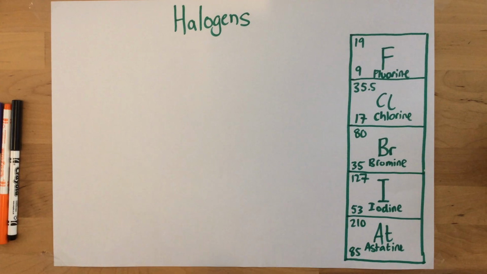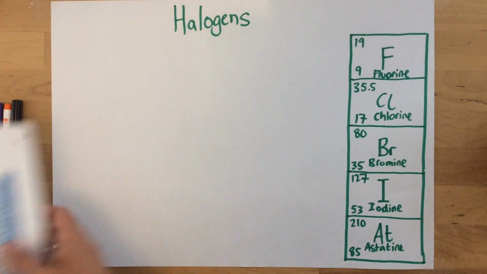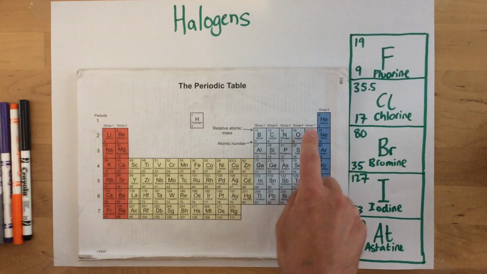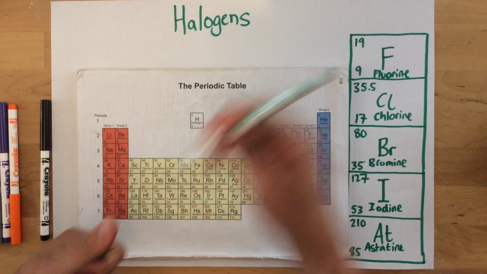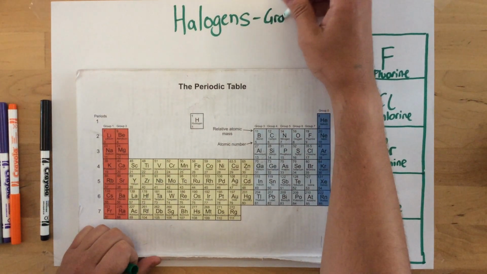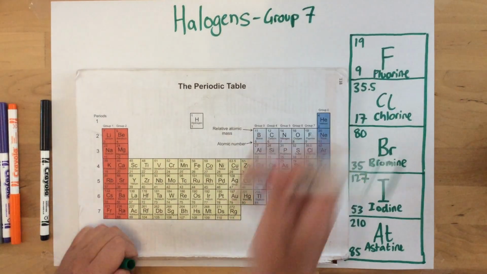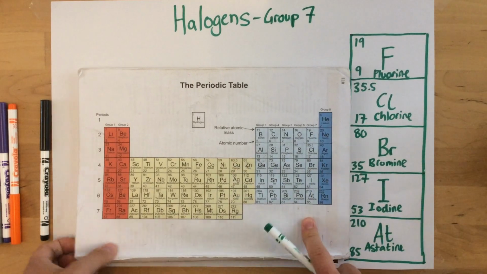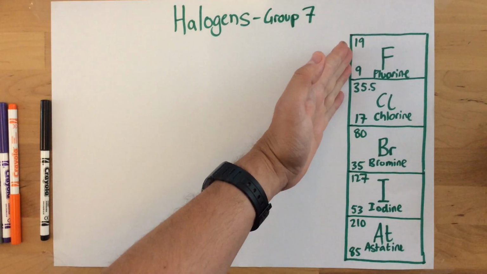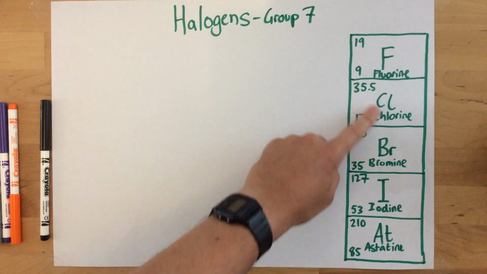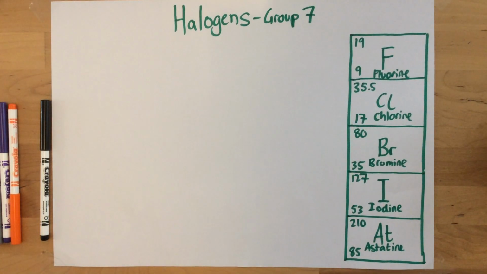Okay, today I'm going to talk to you about halogens. Halogens are group 7 of the periodic table, so they're found towards the right hand side. Because they're in group 7, it shows that they have 7 electrons in the outer shell. The different halogens, so group 7 elements, are fluorine, chlorine, bromine, iodine and astatine.